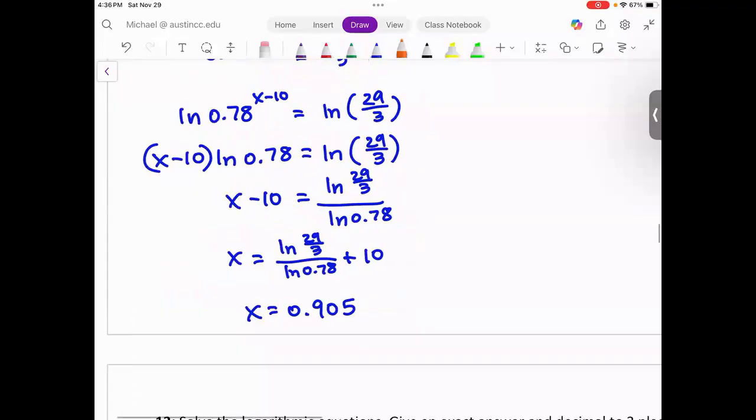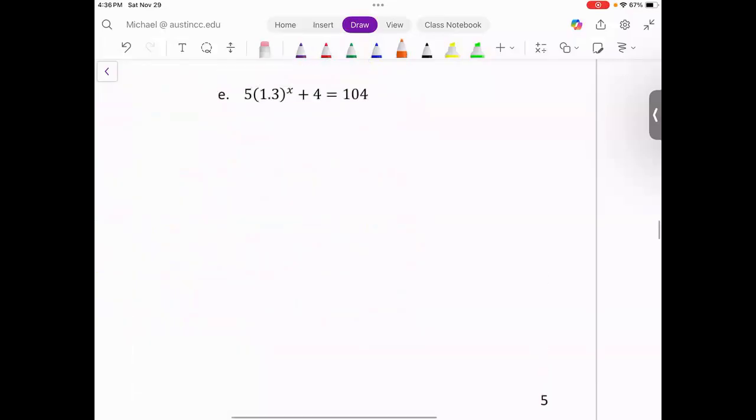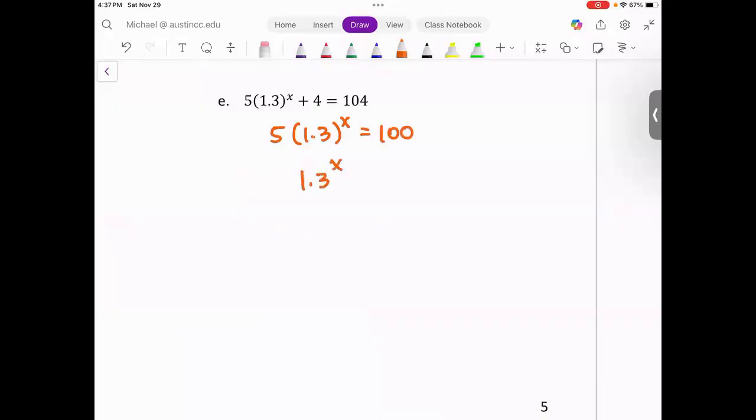Okay. Last example. Right. We've got 5 times 1.3 to the x plus 4 equals 104. So we want that 1.3 to the x all by itself. So we'll start by subtracting 4 from either side. That gives us 5 times 1.3 to the x equals 100. We divide each side by 5. 1.3 to the x equals 20.